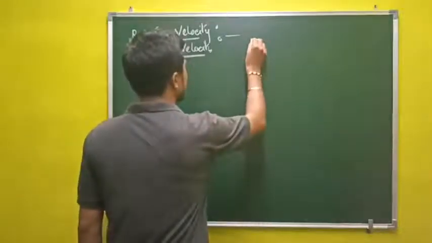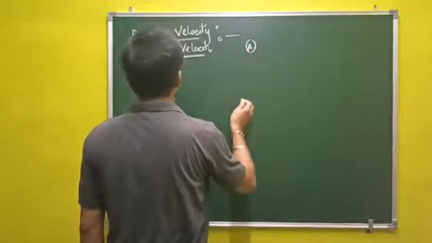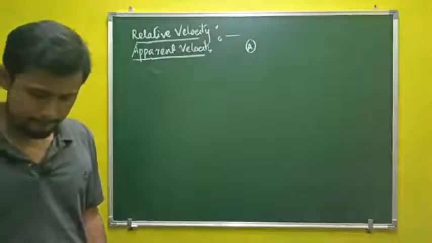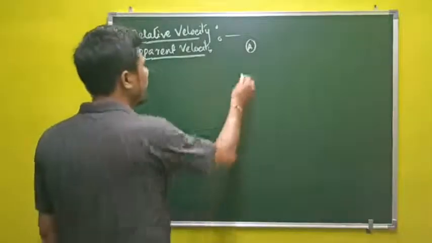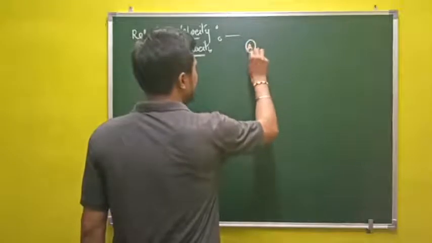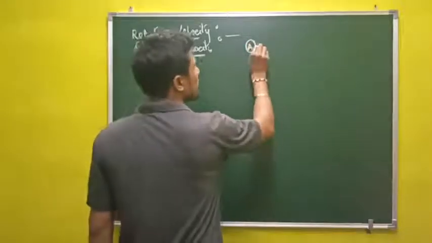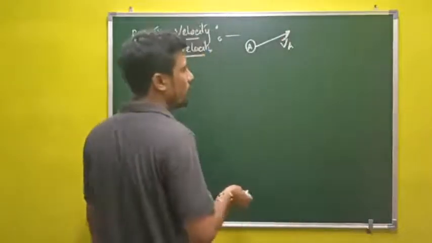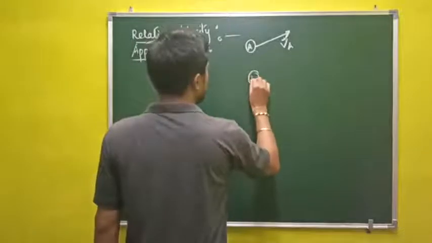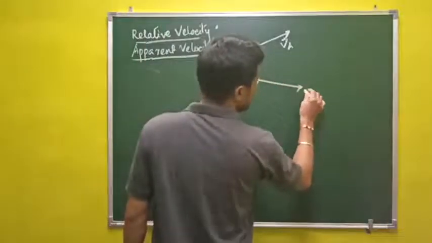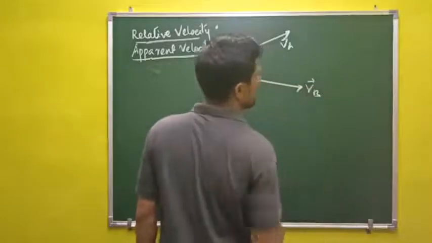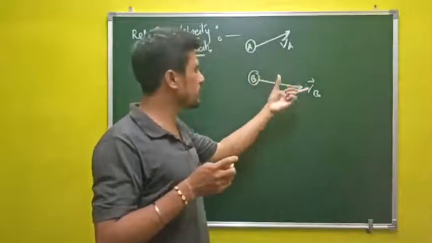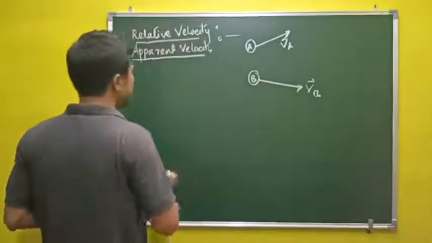Suppose there is a particle A, an object which is in motion along this direction with a velocity VA. And there is another object B, which is in motion with velocity VB along this direction. So the relative velocity of this particle with respect to this particle can be represented by VAB.